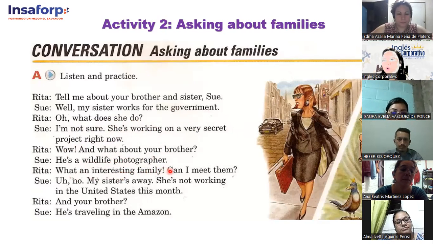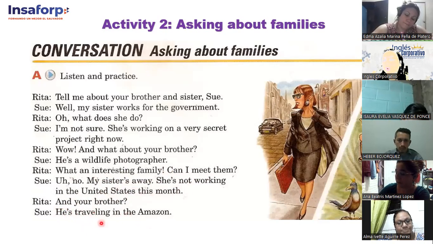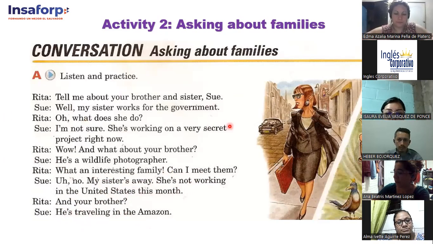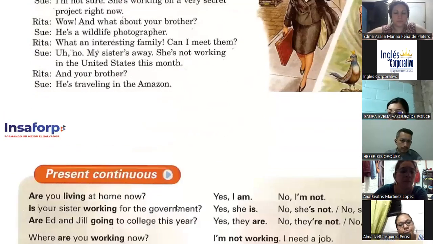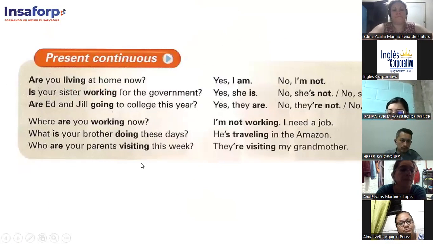What an interesting family. My sister's away. My sister's away quiere decir mi hermana está muy lejos. She's not working in the United States this month. She's not working. And the brother, he's traveling in the Amazon. So they are talking about what their family members are doing right now or in this moment in their lives. So they are using present continuous.